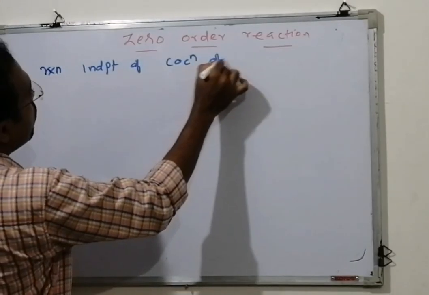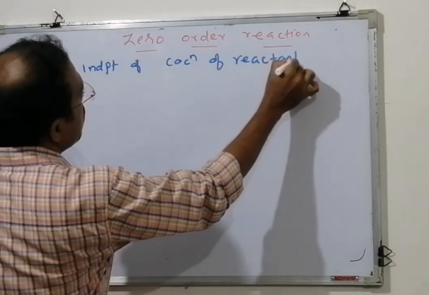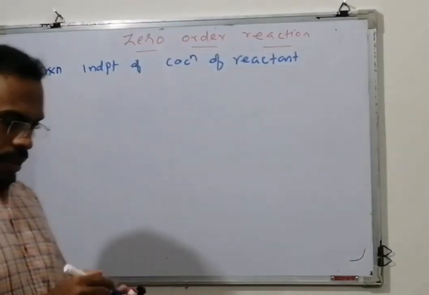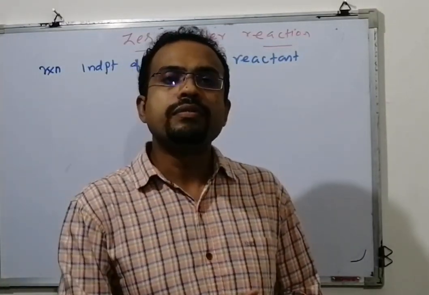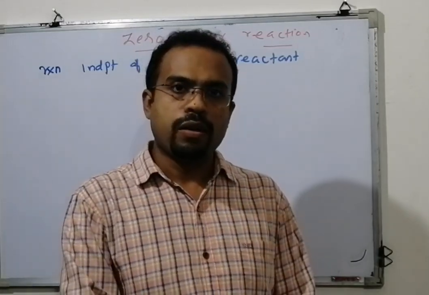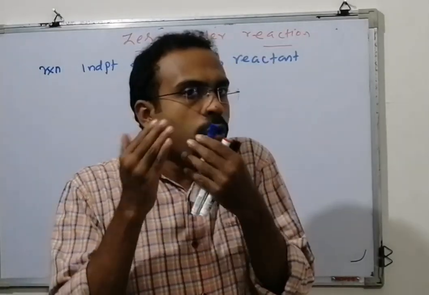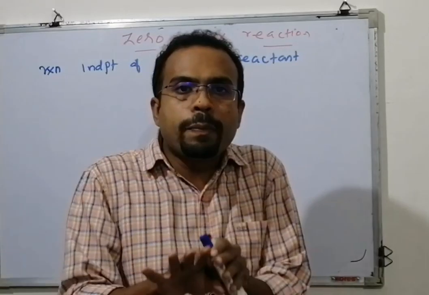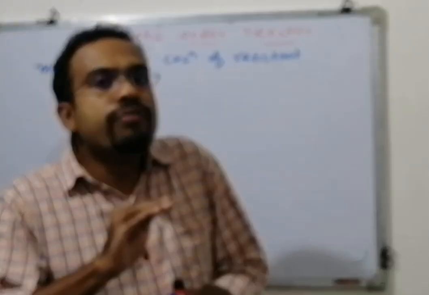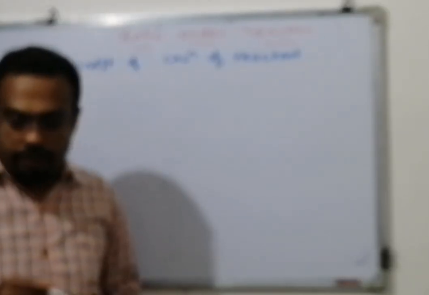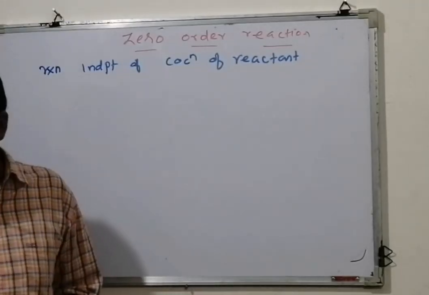Reaction independent of concentration of reactant. The rate of reaction is independent of concentration of reactants. Whether you take 1 mole per liter, 2 mole per liter, 3 mole per liter, half mole per liter, 0.1 mole per liter, you will get a uniform speed. Fine. That doesn't mean that the reaction does not take place.